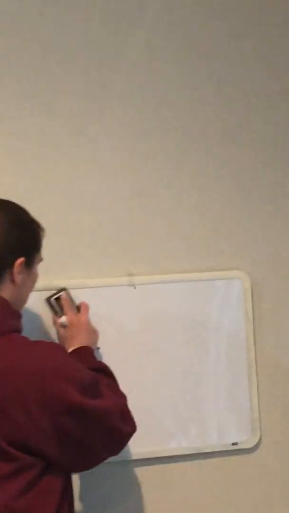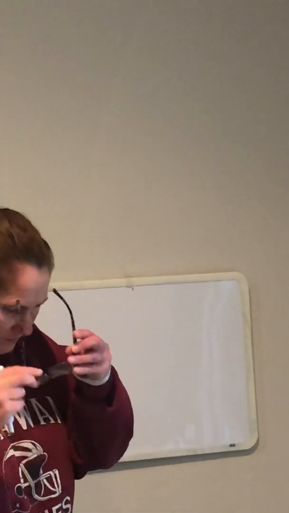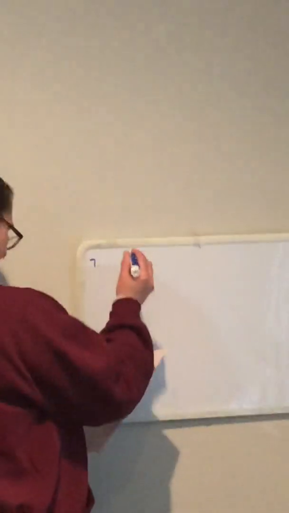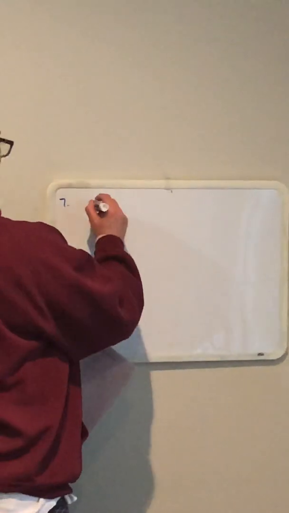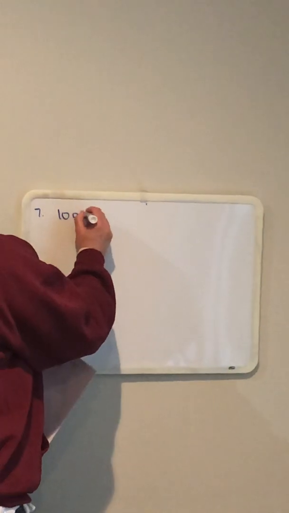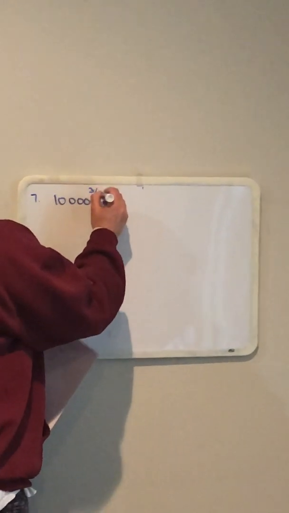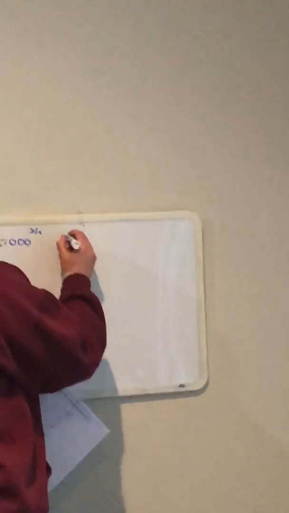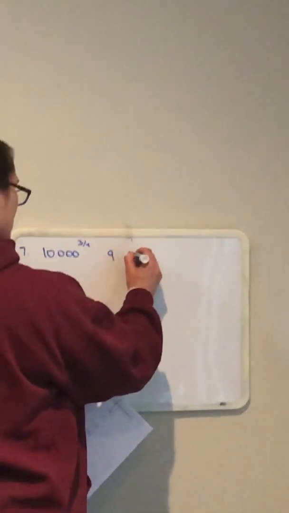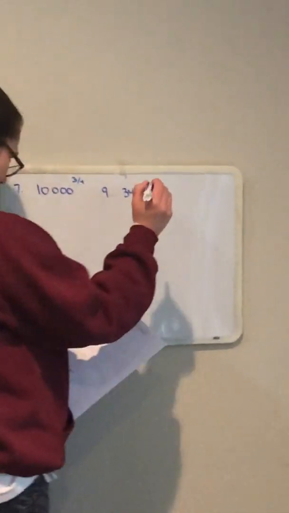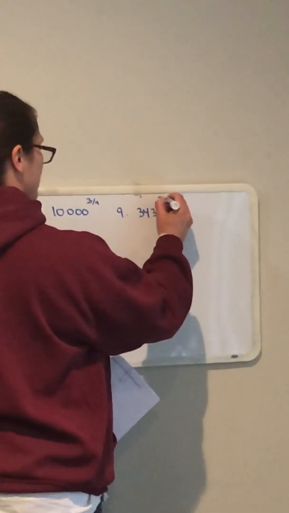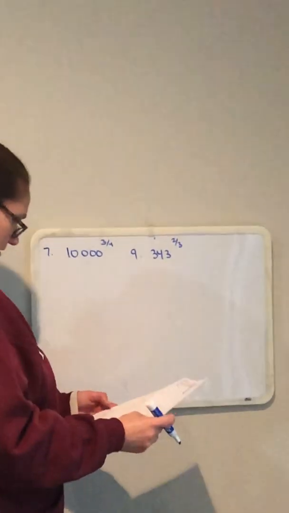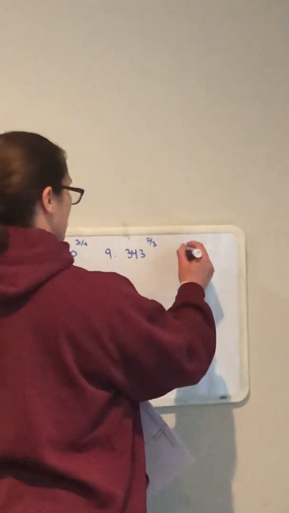7, 9, and 11. Seven is 10,000 to the 3/4. 9 is 343 to the 2/3. 11 is 36 to the 1/2.